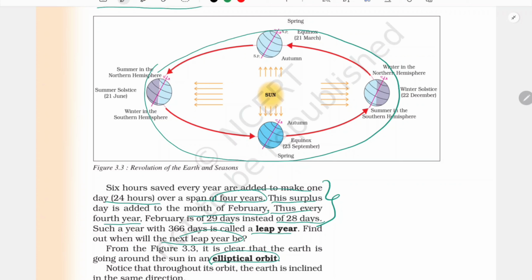How? Let us see. And one more thing you notice here, that throughout its orbit the earth is inclined in the same direction. See here, the earth is tilted, like this. So in this picture it is inclined in the same direction, here also, here also, here also. So in all 4 pictures we can see the earth is inclined in the same direction. It doesn't change its position while revolving. It is inclined in the same place, same direction.